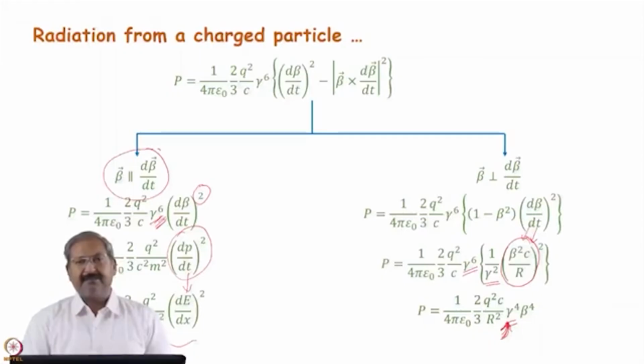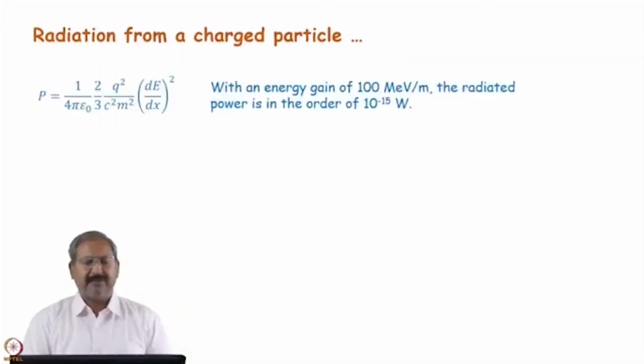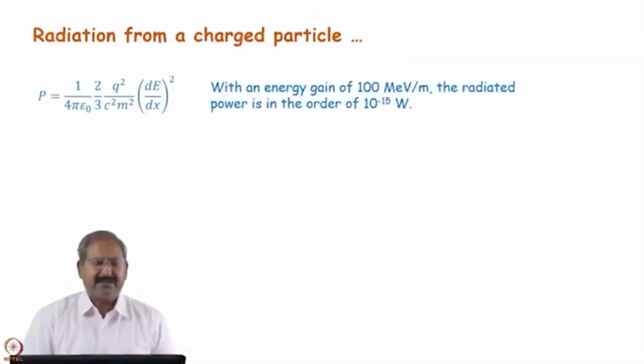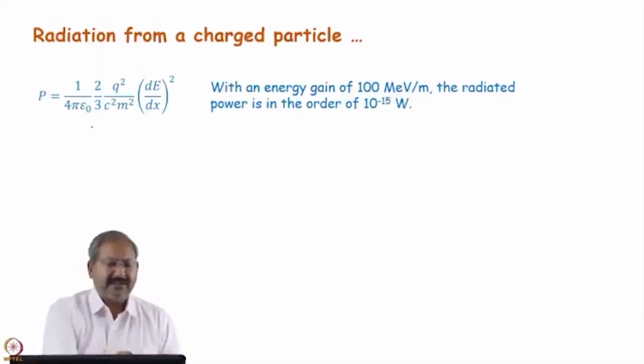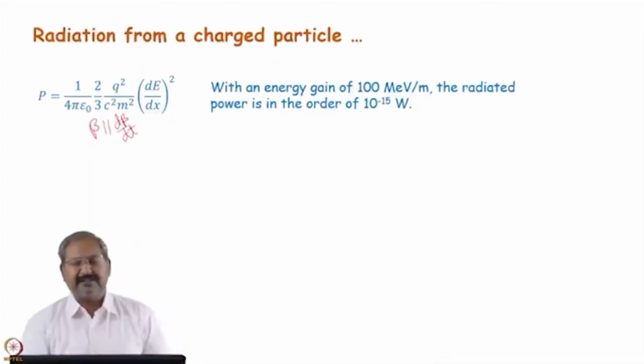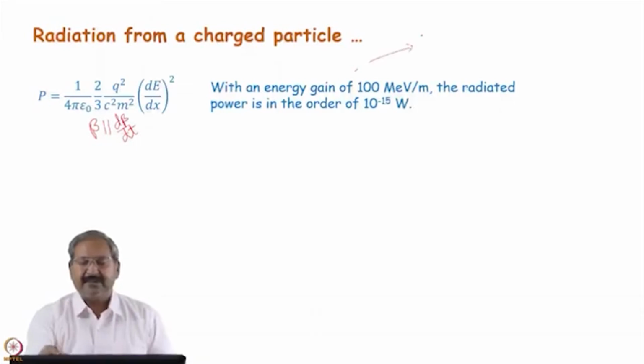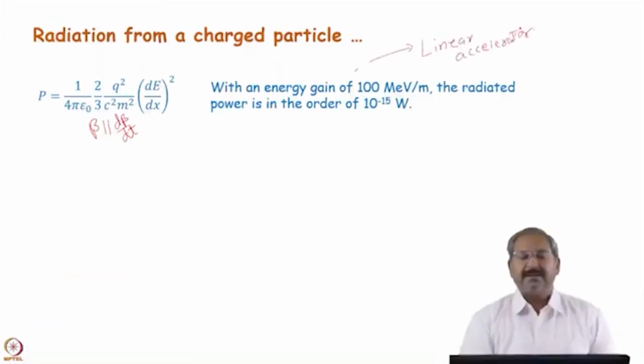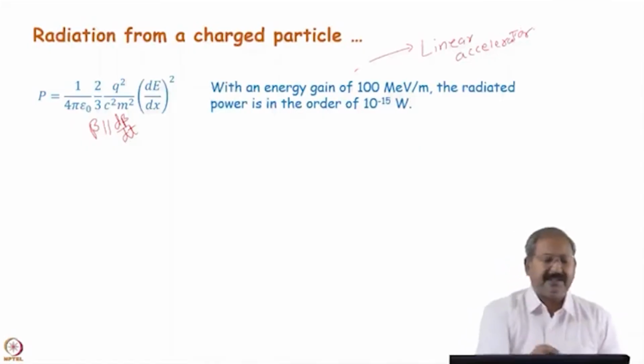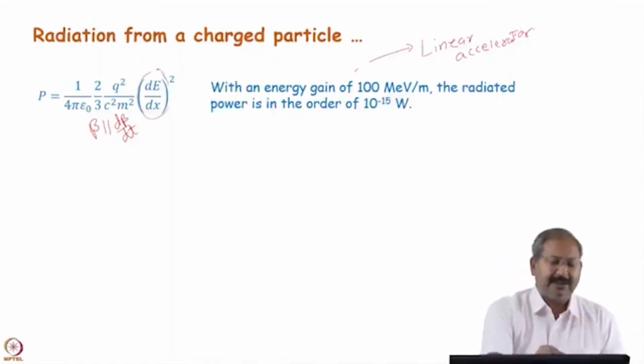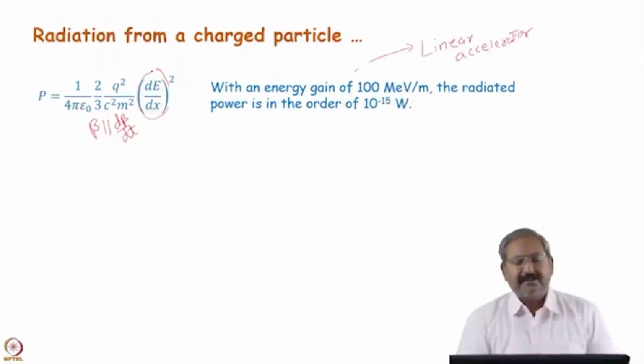Now we see these two cases in more detail from the accelerator point of view. So let us talk about the first case, when beta is perpendicular to d beta by dt, means linear accelerator. This is the case of linear accelerator. Here you can see that power depends on dE by dx, and dE by dx depends on how much electric field we can generate practically.